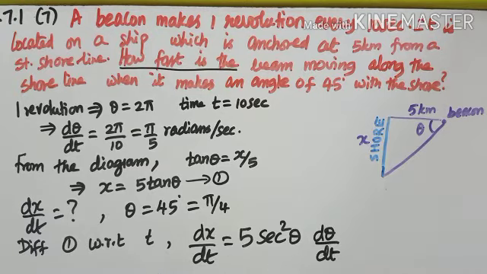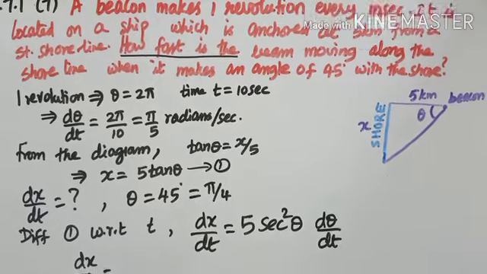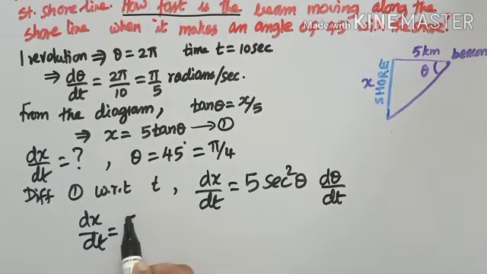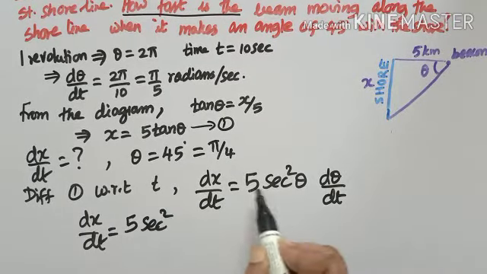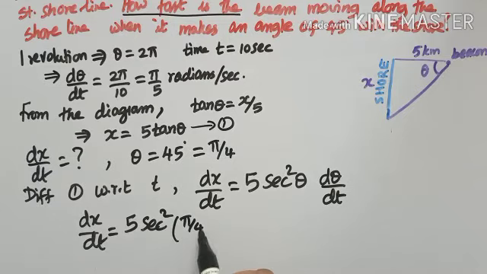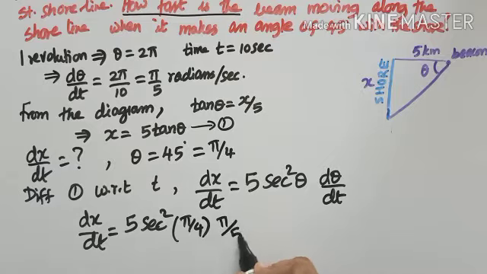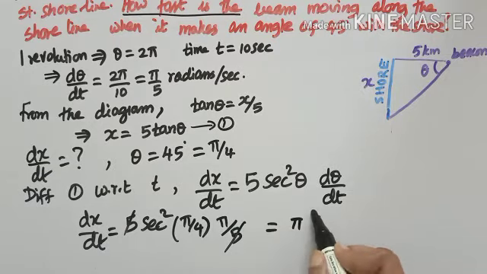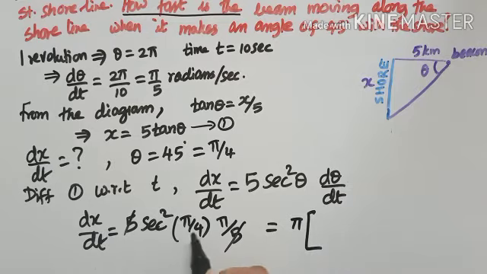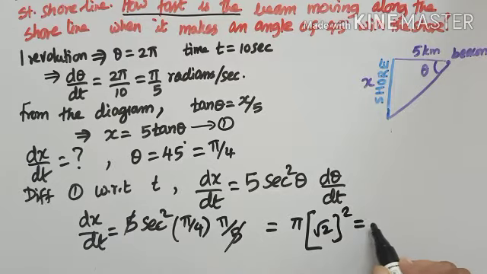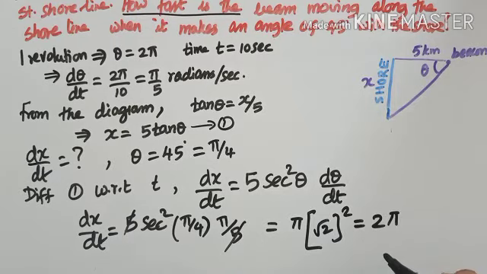Substitute all the values that we know. dx by dt equals 5 as it is, secant square, theta value is pi by 4, d theta by dt as we got is pi by 5. We can cancel 5 and 5. We are left with pi into secant pi by 4. Cos pi by 4 is 1 by root 2, so secant pi by 4 will be root 2, root 2 the whole square. So my answer is 2 pi.